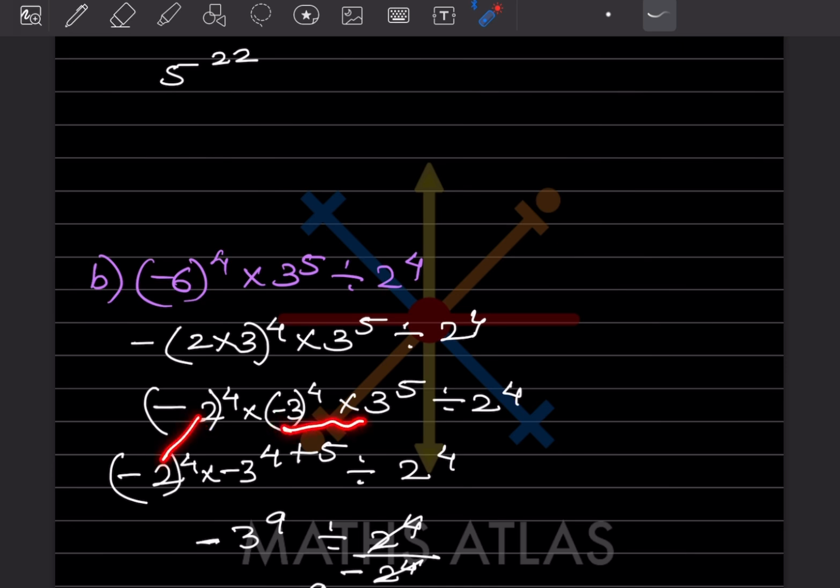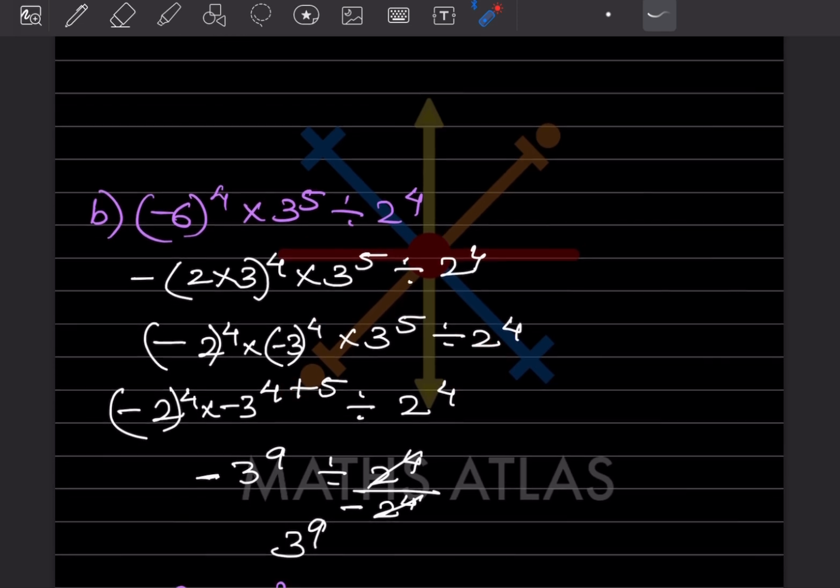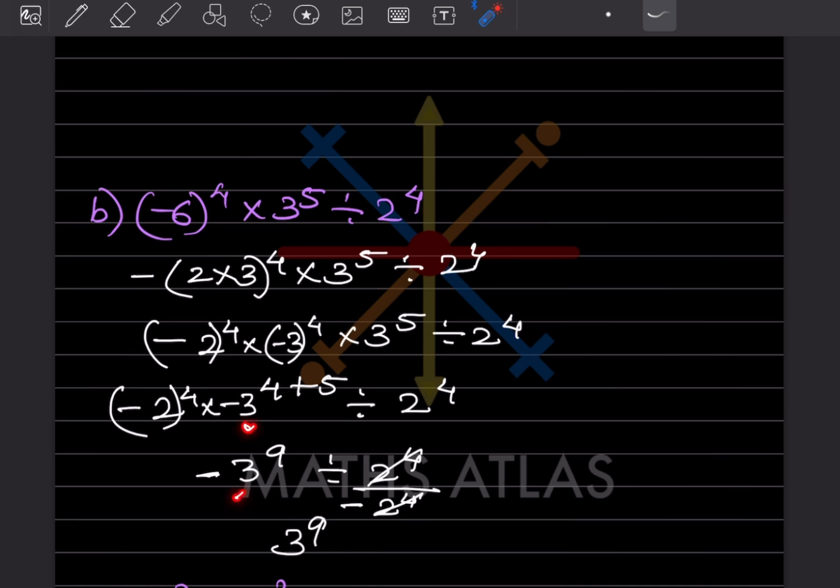This is multiplication, so that will be minus 3 raised to 4 plus 5, and divided by this will be 2 raised to 4. So this will be minus 3 raised to 9 divided by 2 raised to 4, and this is what we can do if it is changing the side. So this will go on the other side, that is going to get divided because this is division here.